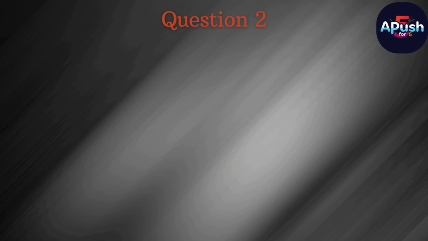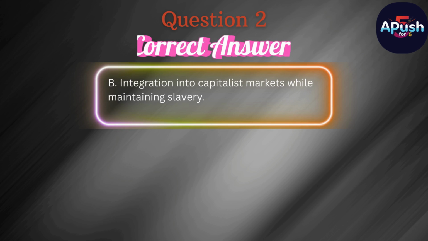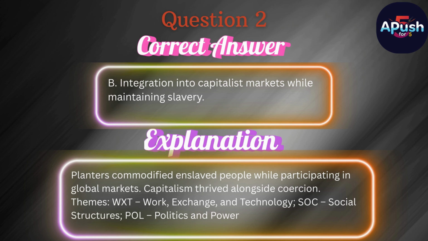The correct answer is B. Integration into capitalist markets while maintaining slavery. Planters commodified enslaved people while participating in global markets. Capitalism thrived alongside coercion.